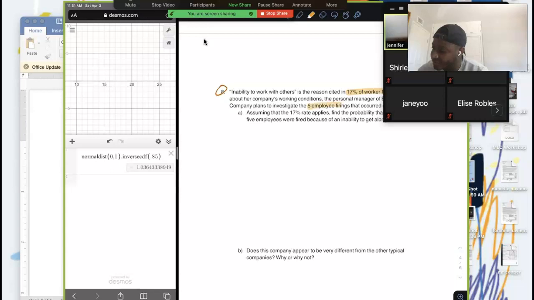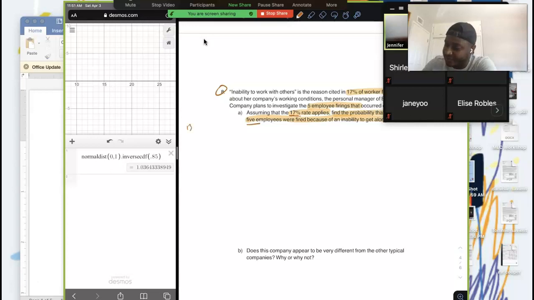Investigate 5 employee firings that occurred over the past year. Assuming that the 17% rate applies, find the probability that at least 4 of those 5 employees were fired because of an inability to get along with others. Alright, so this is the information that we're given. So we have a 17% rule. So 17% said that inability to work with others was the reason they were fired. Then we want to find the probability of 4 out of 5.